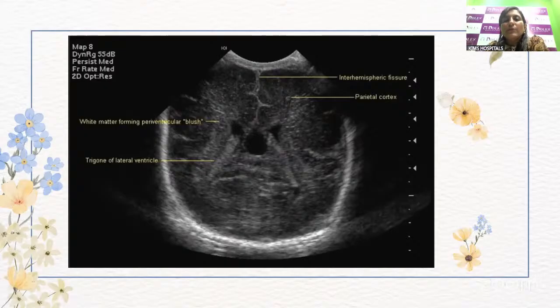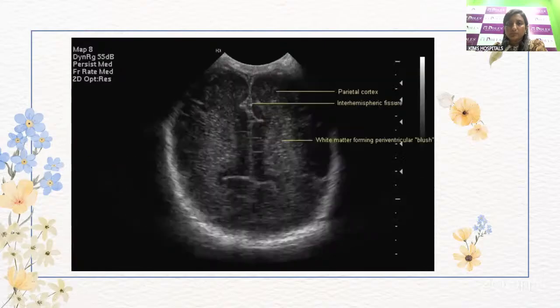If we sweep slightly backwards, we can still see the interhemispheric fissure with the frontal lobe. The parietal lobe is now more prominent. Then there is some white matter, which is showing the periventricular blush. The choroid plexus starts appearing here. The white matter is compared with the choroid plexus to do the grading of PVL. This is the last coronal view, which shows the parietal cortex along with the white matter forming the periventricular blush and the interhemispheric fissure.